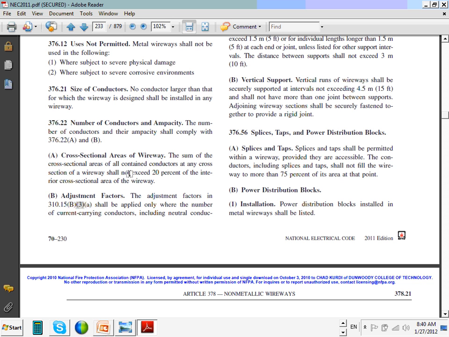If you look, first of all, I cannot fill it more than, can you see that? I can't fill a raceway more than 20%. Wireways, you cannot fill the wireway more than 20%. 20% fill on a wireway. When we talked about conduit, remember, the fill in the conduit was 40%. So wireways, you can't fill more than 20% of them.